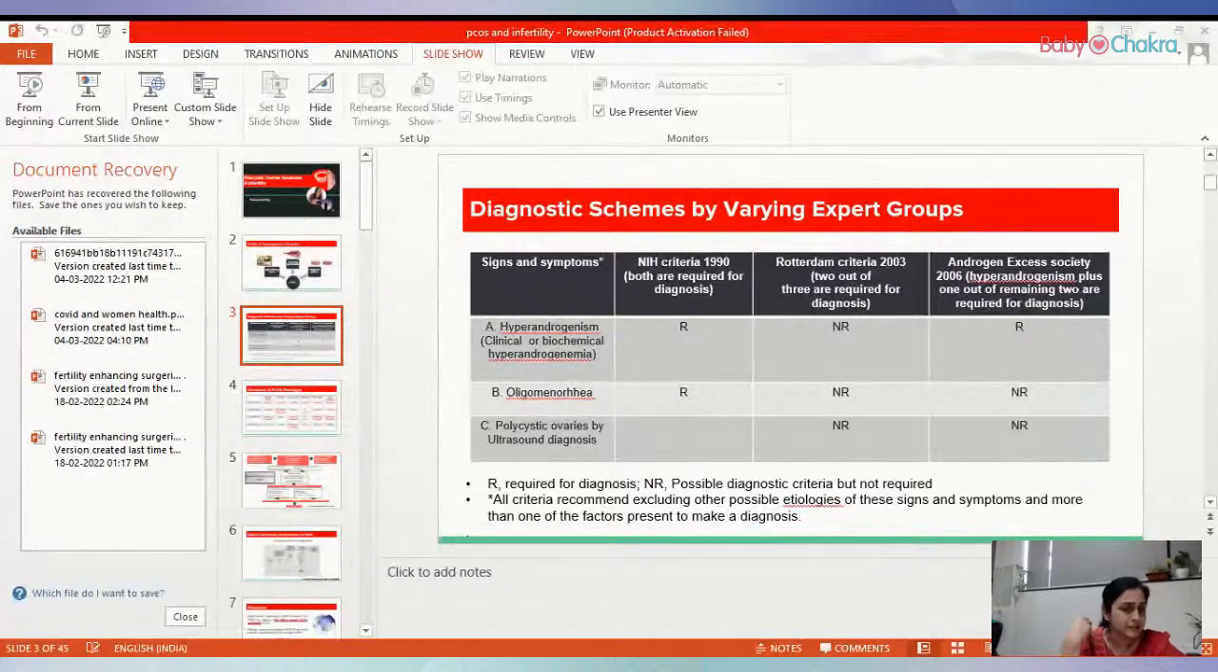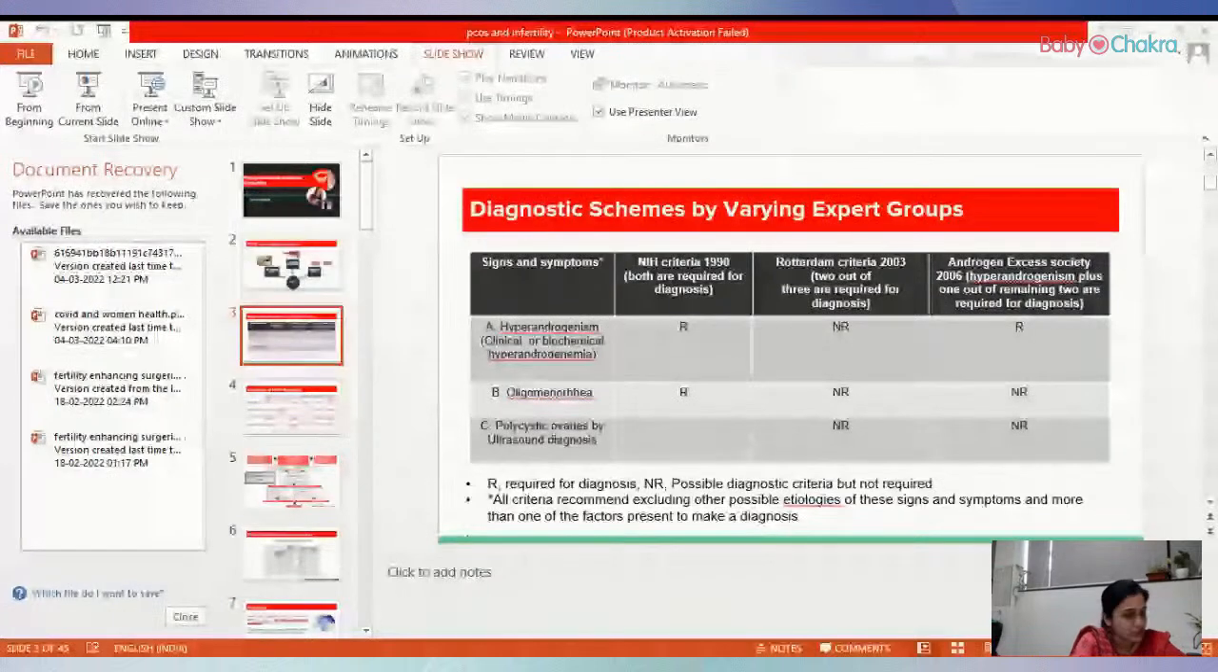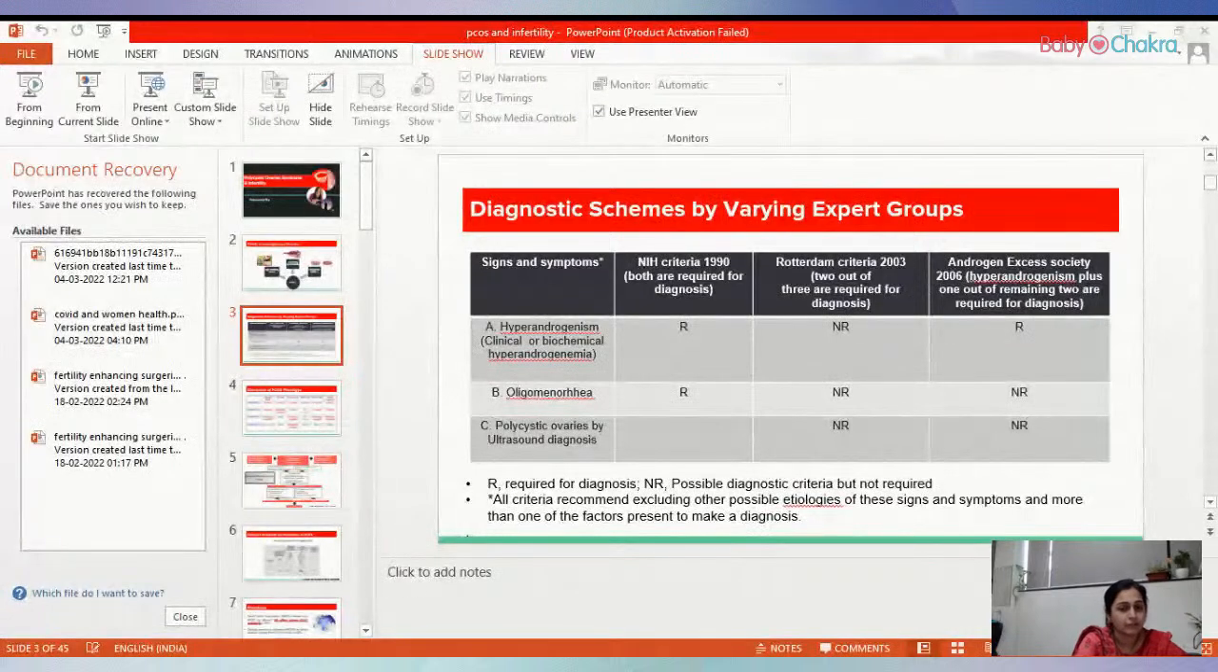Then sometimes letrozole, which is an aromatase inhibitor, is important, as are metformin, gonadotropins, and laparoscopic ovarian drilling, which is a very important option when the AMH level is very high and there is chronic anovulation or ovulation is not occurring. And in certain cases, we need to go for IVF procedures, test tube babies.